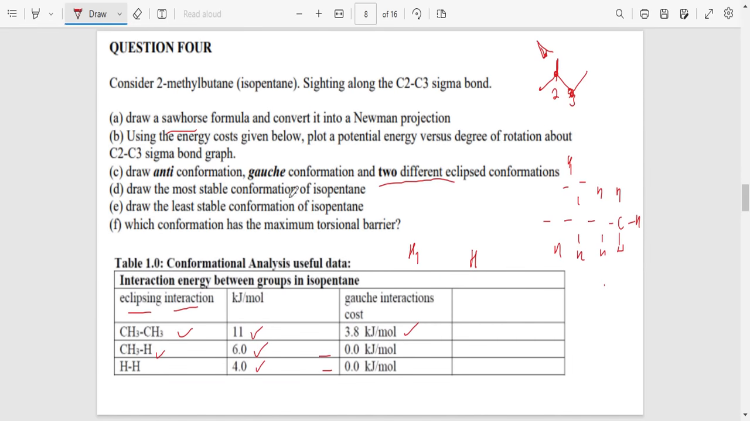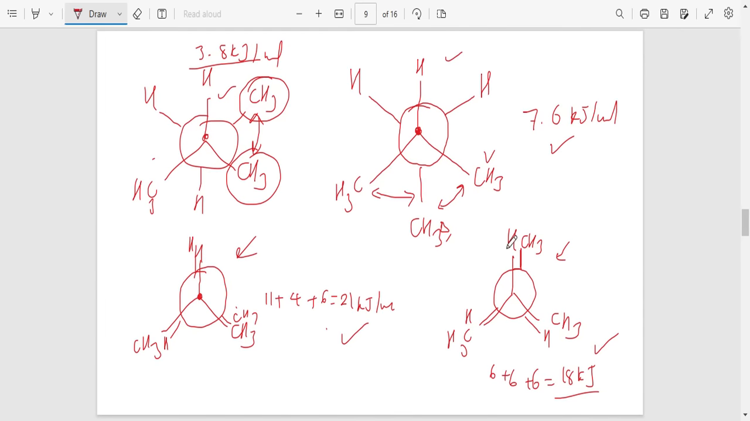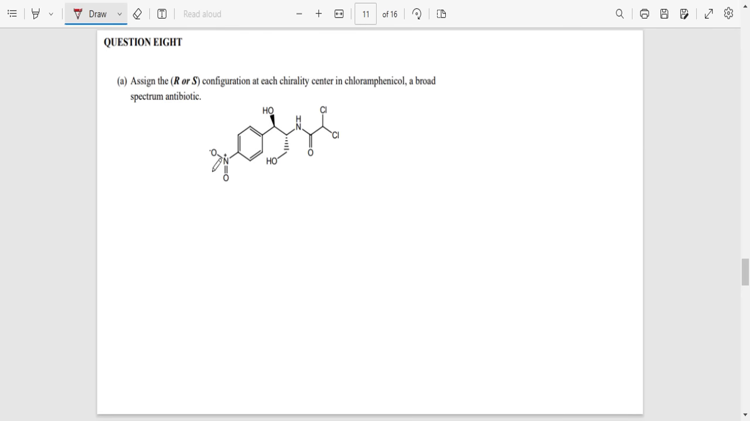Draw the least stable conformation of isopentane. Isopentane is the same as 2-methylbutane. We've already drawn that. Which conformation has the maximum torsional strain? The maximum torsional strain is the one which has the maximum hindrance, which is this one actually, the 21. Okay, so that is it for that question.